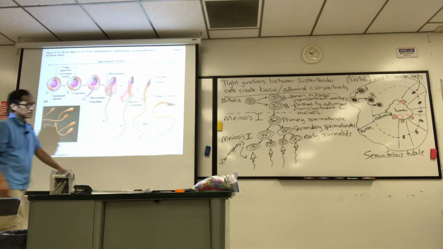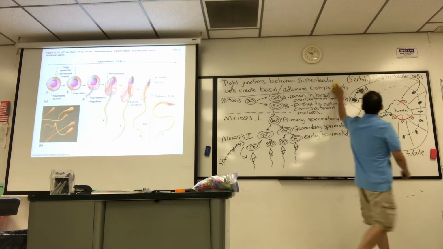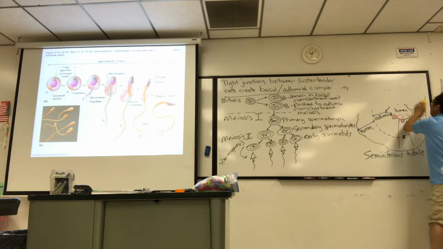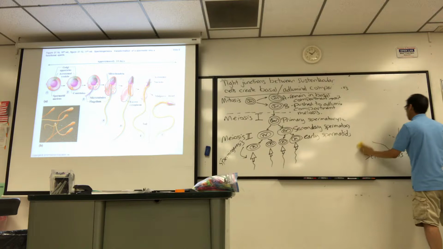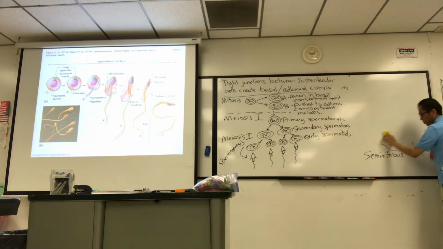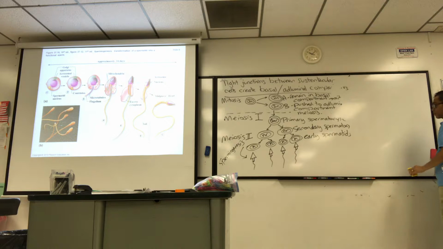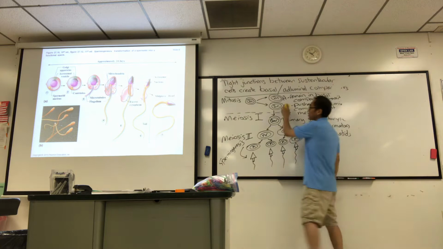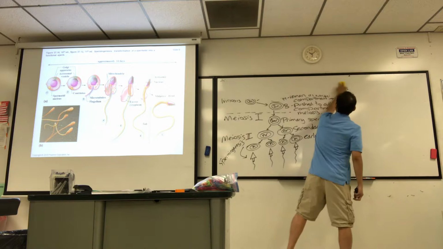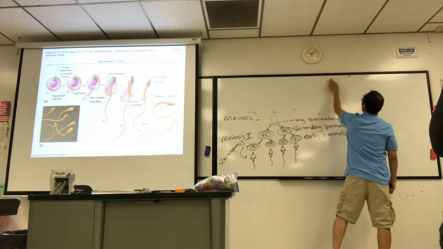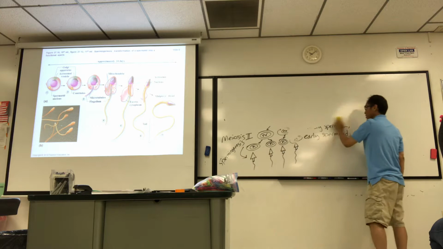So I'm going to clear the board here. In one ejaculation, there will be approximately 300 million sperm. That's what you need for fertility. So these are being produced a lot. It's in the hundreds of millions. So in a man, they usually estimate the sperm making capacity in terms of gram of testicular tissue.